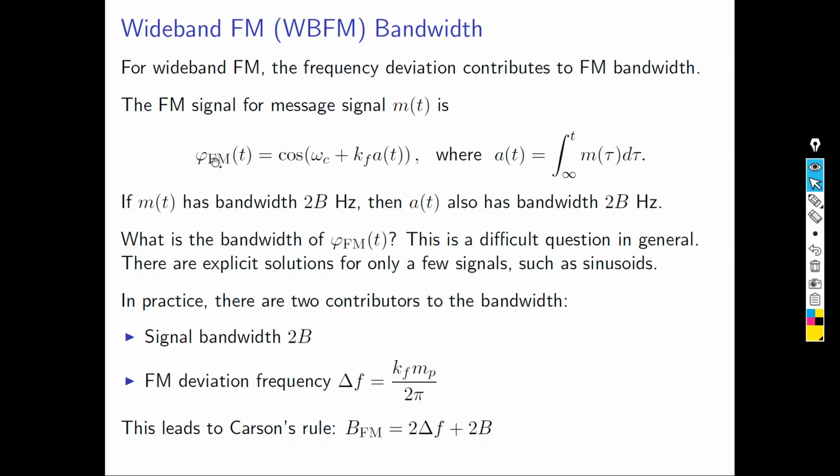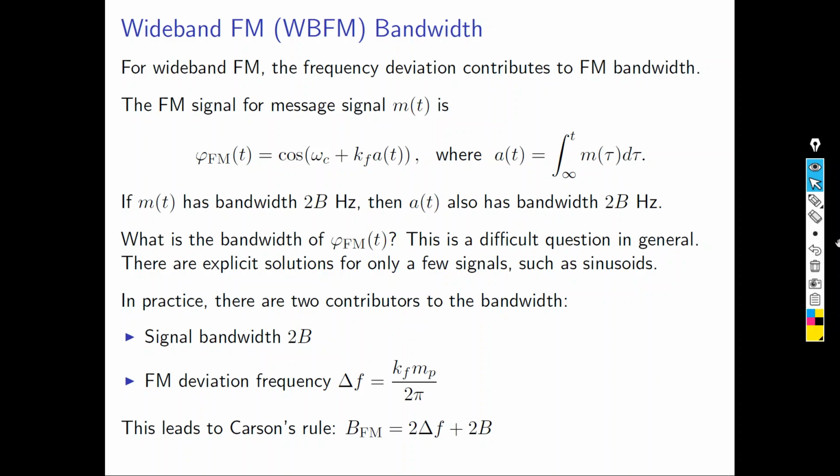Then what's the bandwidth of the whole modulated signal? In general, for any message signal, it's really tough and difficult to find the bandwidth exactly. Sometimes there are no explicit solutions. But for sinusoidal messages, luckily, we can analyze that and find the bandwidth approximately.